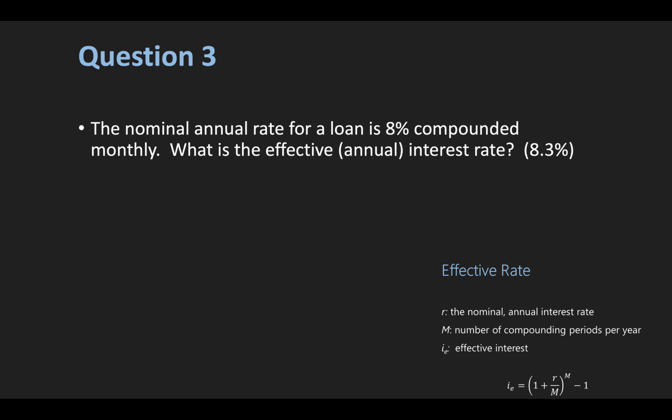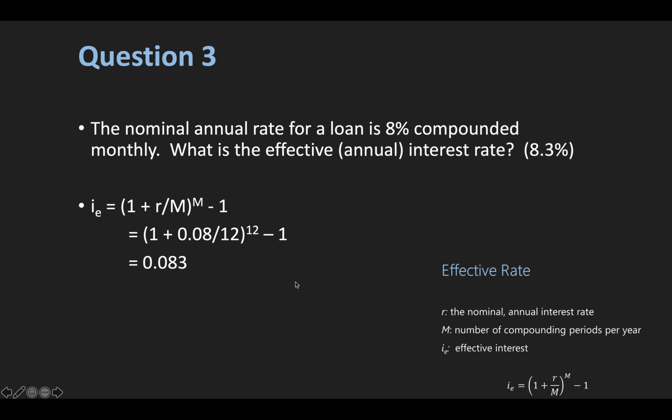All right, I hope you get the number, but really, this is what we do. This is exactly what we do. We plug in the number. R is 8%, M is 12, (1 + R/M)^M minus 1 gives you the effective interest rate, and this is what you're going to get, and it's 8.3%.